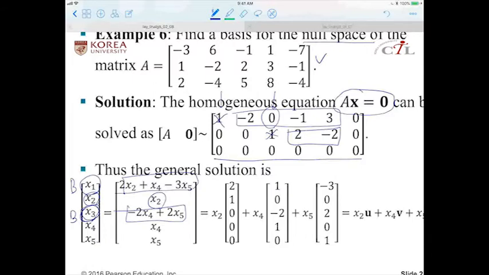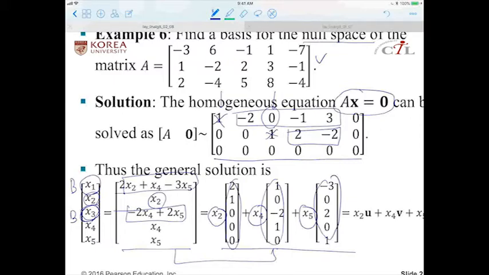And then this representation is always factored into this form, which is the linear combination of these vectors that we factor out with the associated coefficients corresponding to our free variables, right?